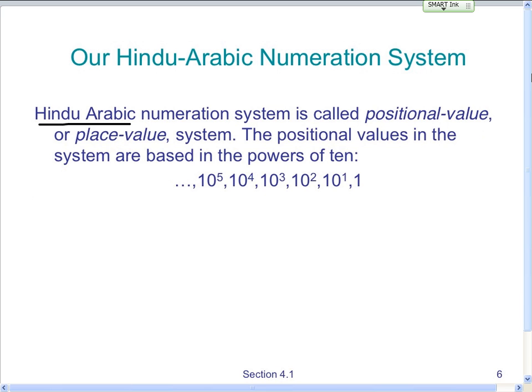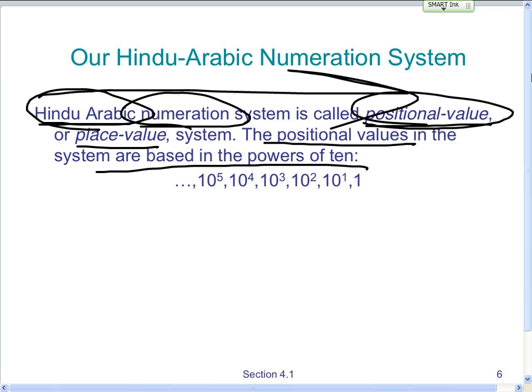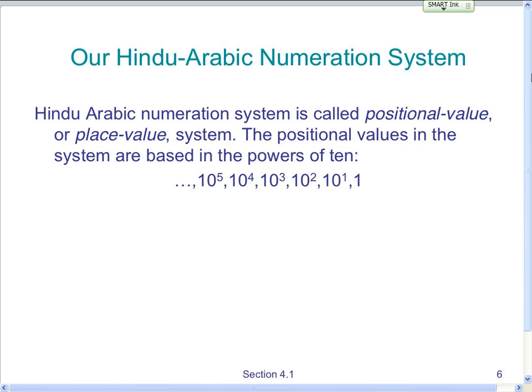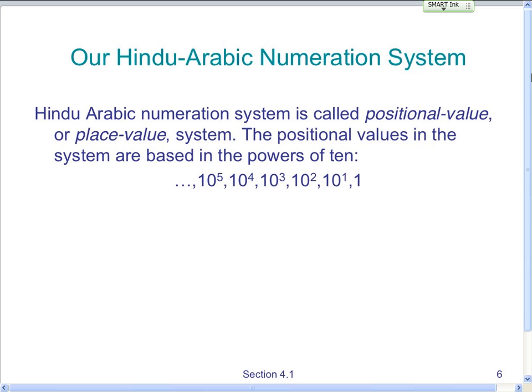The Hindu-Arabic numeration system is what we call place value or positional value. The positions are based on the powers of 10. And guys, it's really important: when we read letters and words, we read left to right, but when we're talking about numbers, we really want to go right to left. So it's important that you start with the right-hand number and make your way to the left when we're doing this chapter.